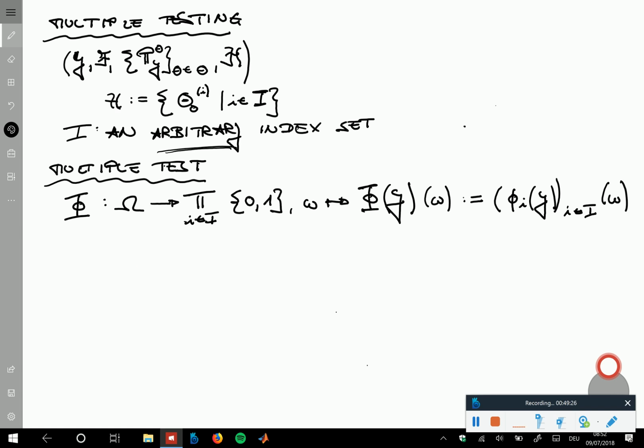Now, what is the family-wise error rate? Maybe I should write it out. Maybe I should stop the recording and restart it because it's getting really slow.